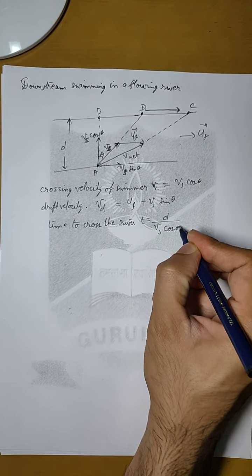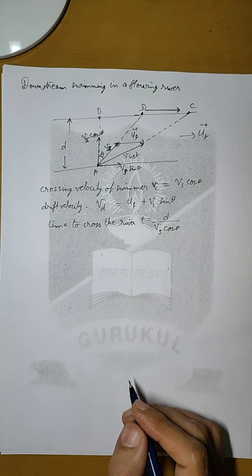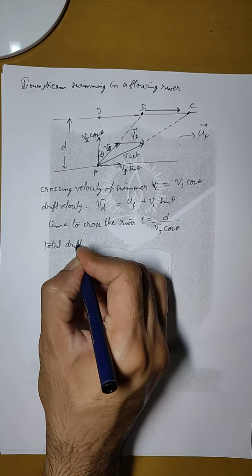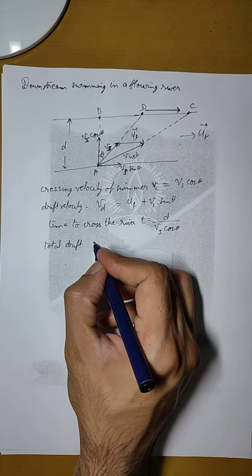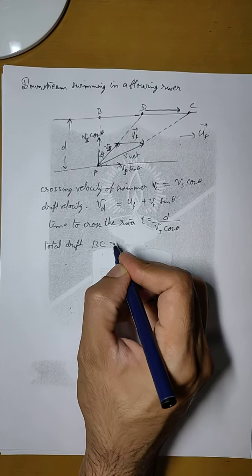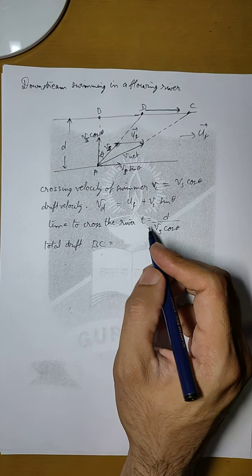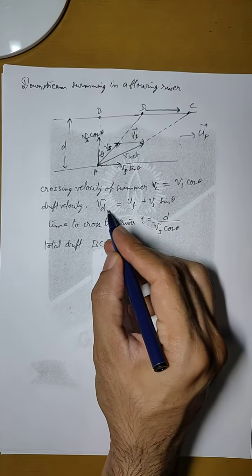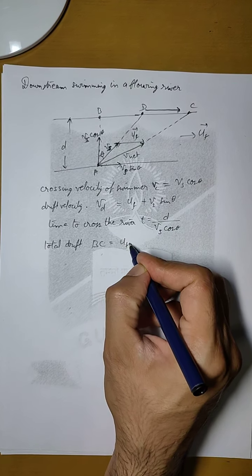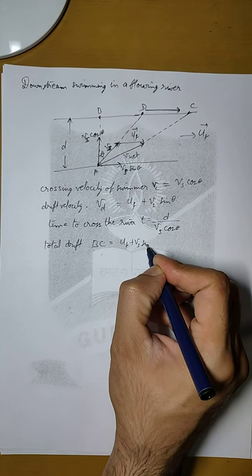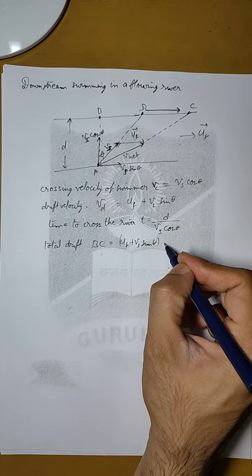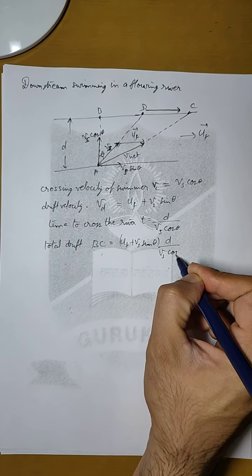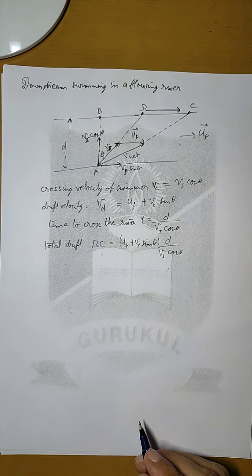So time will be equal to D upon Vs cos theta. Now if we calculate the total drift of the swimmer, the total drift of the swimmer is BC, and this will be equal to the total velocity in the direction of drift multiplied by time. So the total velocity in the direction of drift is this, UF plus Vs sine theta, multiplied by T. T we can put from here, so it will be D upon Vs cos theta.